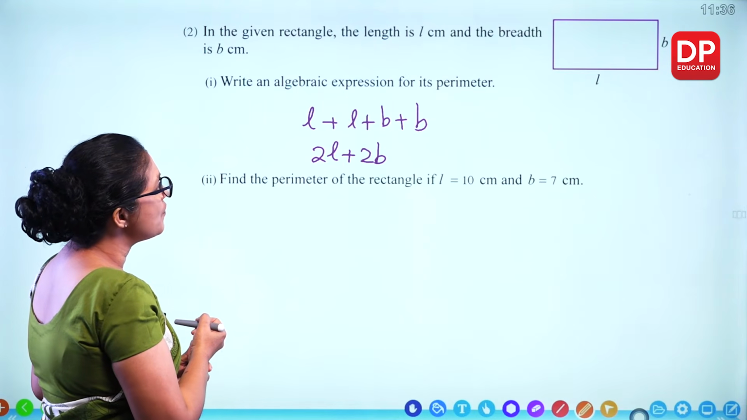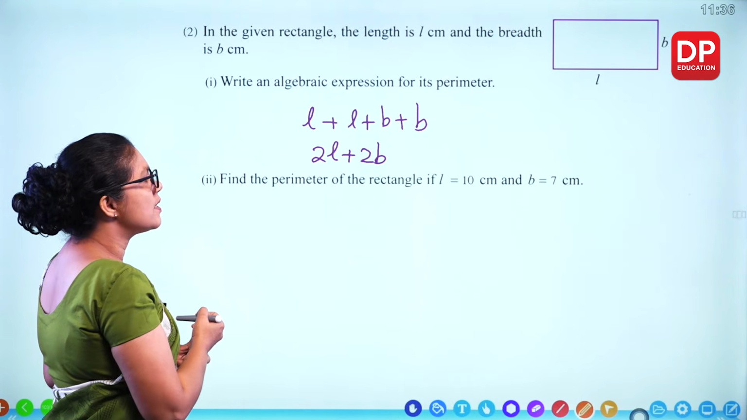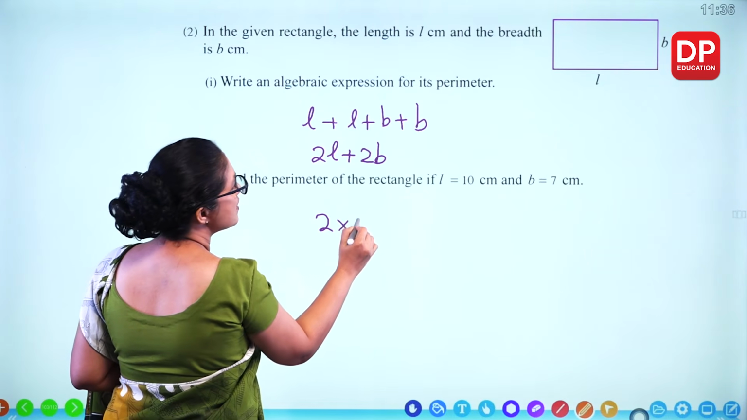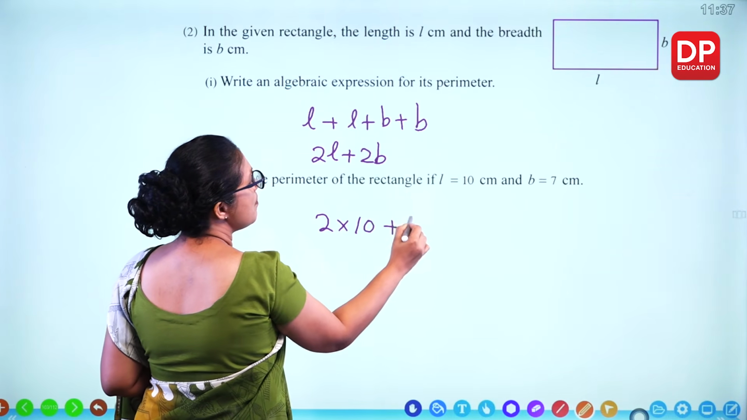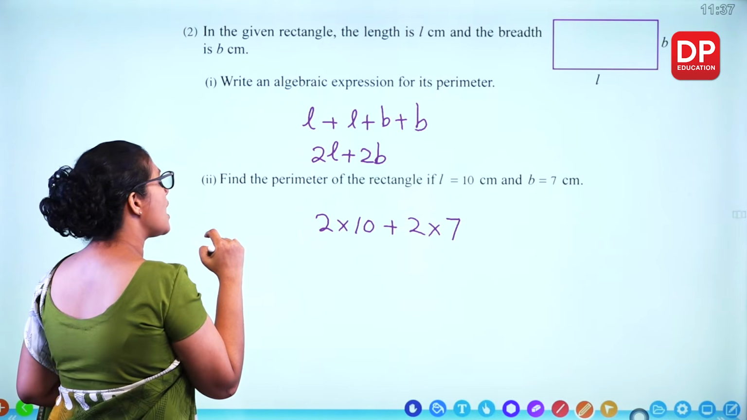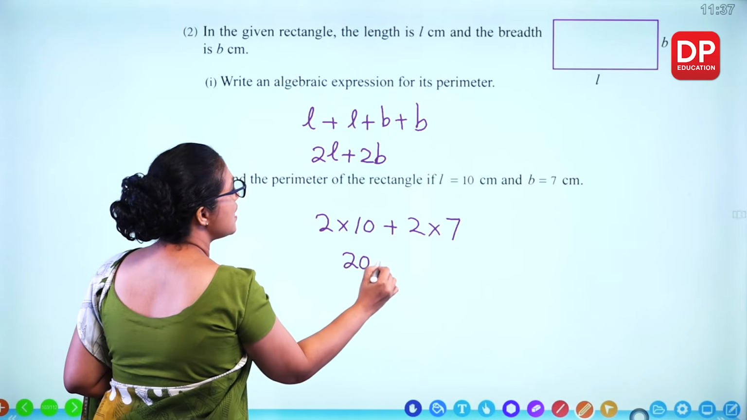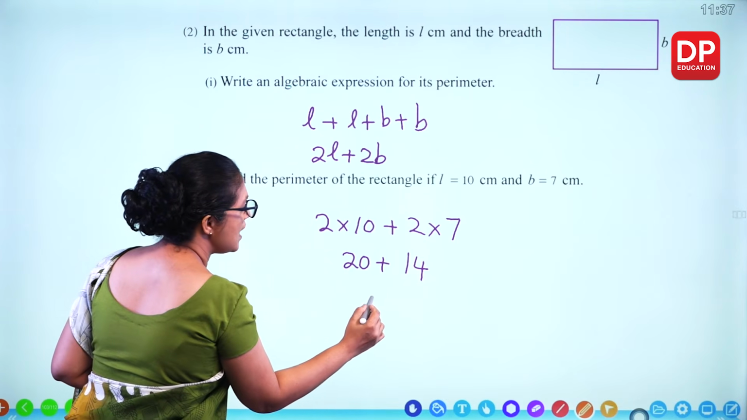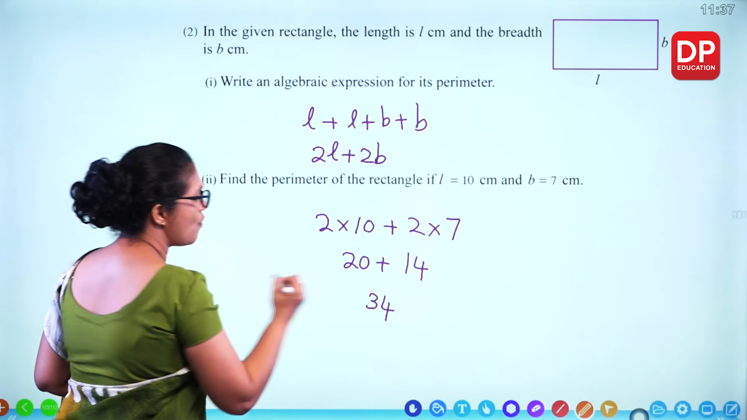Find the perimeter of the rectangle if L equals 10 and B equals 7. So substitute. L equals 10, B equals 7. So 10 times 2, 20. 2 times 7, 14. So 20 plus 14, 34.